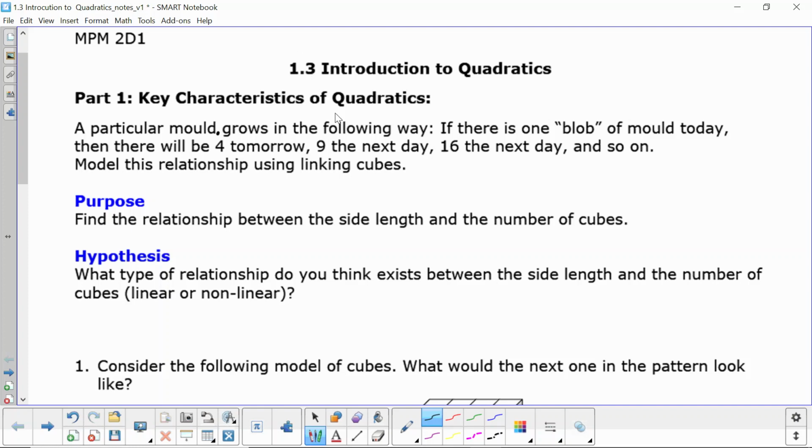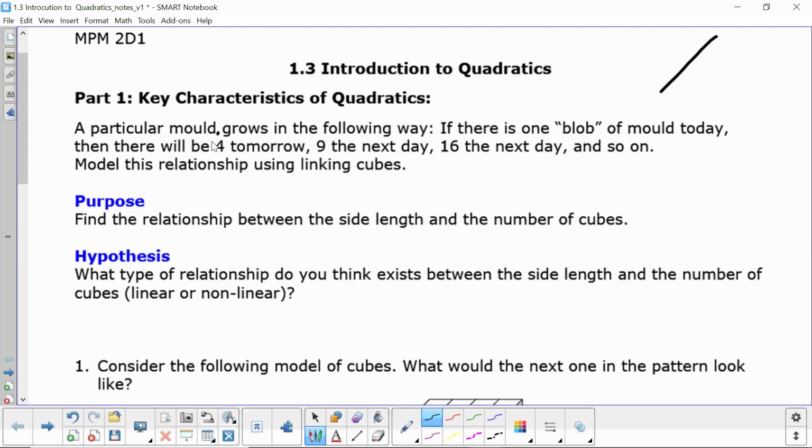Today's lesson, we are going to do an introduction to quadratics. Before, we have learned that a graph is either a straight line or non-linear, not a straight line. Today, we are going to learn a new function that is not linear, not a straight line. First, we want to see one example, and this one could be described by quadratics.